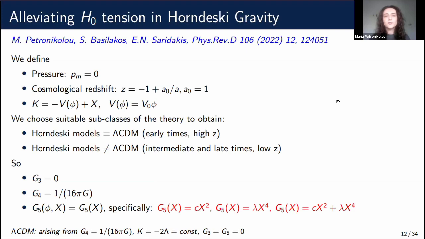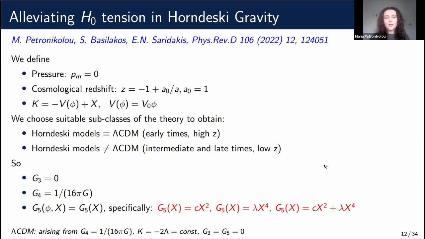We choose to work on cosmological redshift as our independent variable, and we set the k function to depend on the kinetic energy of the field and a simple scalar potential, which is given by this expression here. What we want is to construct suitable subclasses of the theory in order to obtain a behavior that is almost identical with that of the lambda CDM at early times, so at high redshifts, and we need to have a deviation from lambda CDM at late times, so at low redshifts.